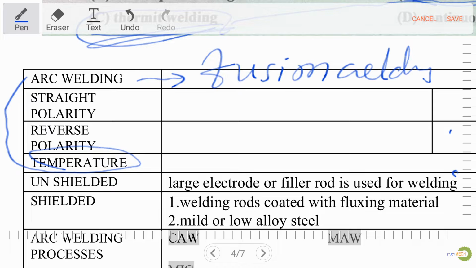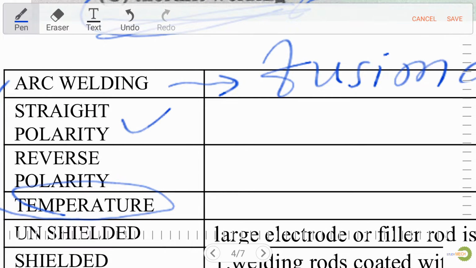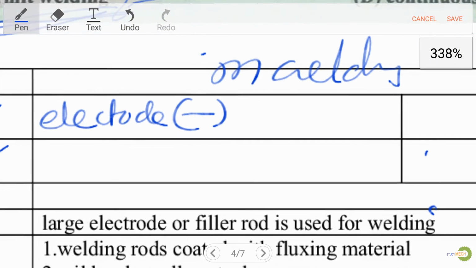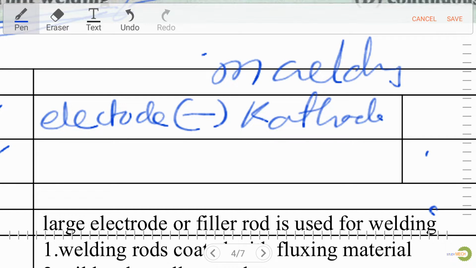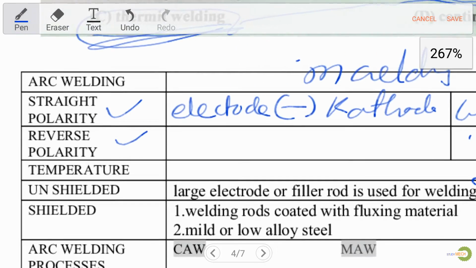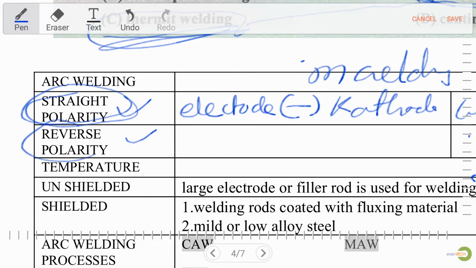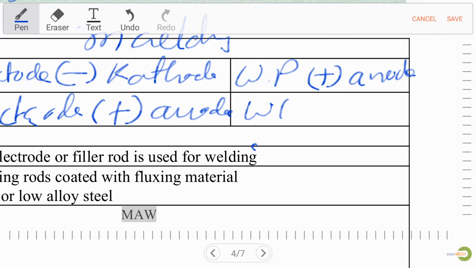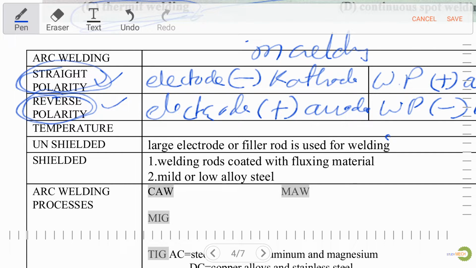And over here, as we can see, straight polarity and reverse polarity. Now for straight polarity, if the electrode is connected to negative, or we can say connected to cathode, and our workpiece is connected to positive or anode, then this type of arrangement is known as straight polarity. Now in reverse polarity, if the electrode is connected to positive or anode and the workpiece is connected to negative or cathode, then this type of arrangement is known as reverse polarity.